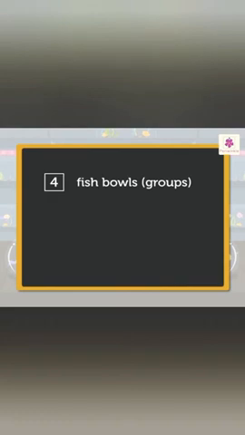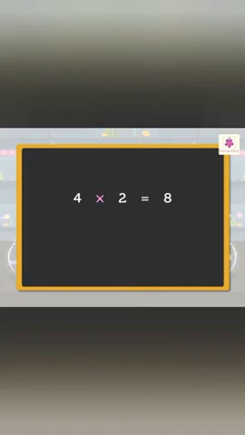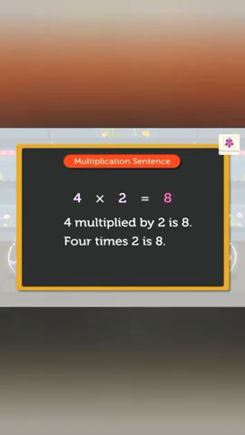We can do this multiplication operation in an easier way. Let's see how. There are 4 fish bowls. Each bowl has 2 fish in it. Now, 4 times 2 is 8. So, there are 8 fish in all. Let us use the multiplication symbol to write this statement. This is called the multiplication sentence. It can be read as 4 multiplied by 2 is 8. 4 times 2 is 8, or 4 twos are 8.